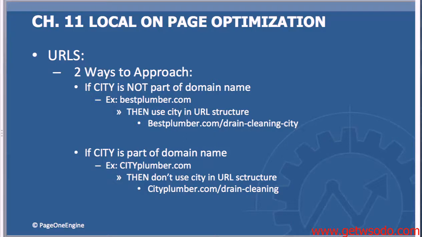Now, if your city is part of the domain name, for example, you bought cityplumber.com, then don't use the city anywhere else in the URL structure. So a good example would be cityplumber.com/drain-cleaning. So there's no city other than in the main domain, but on your H1 title tags, you're going to put the city in there. So you're not over optimizing for the city whenever you're doing your URL structures. So just pay close attention to this when you're naming your pages and you'll be fine.